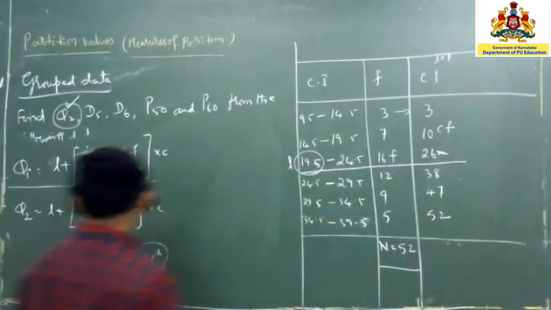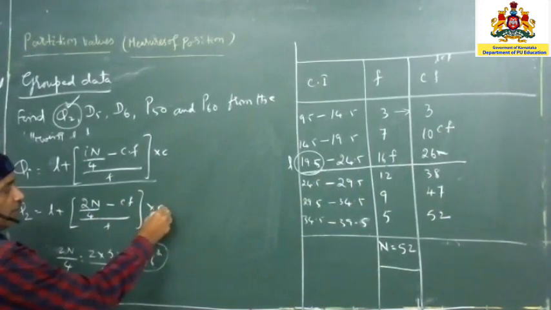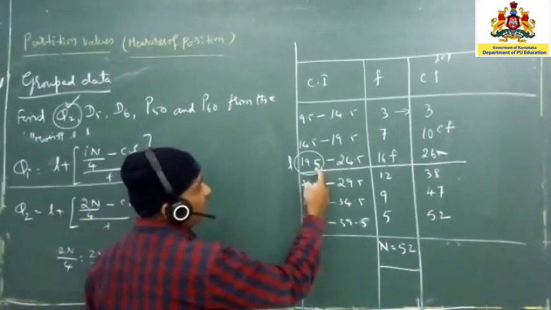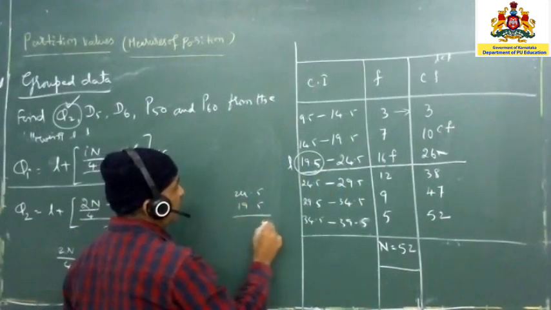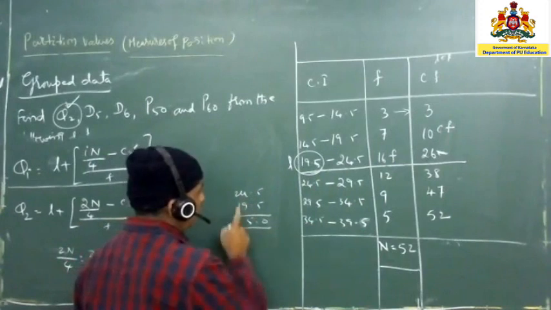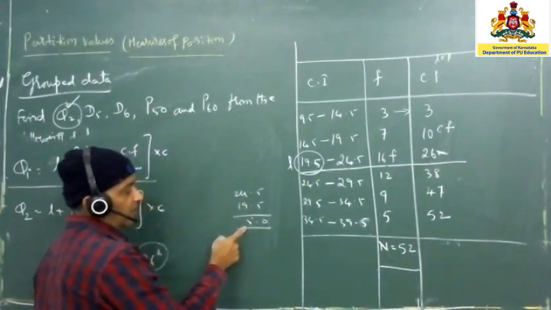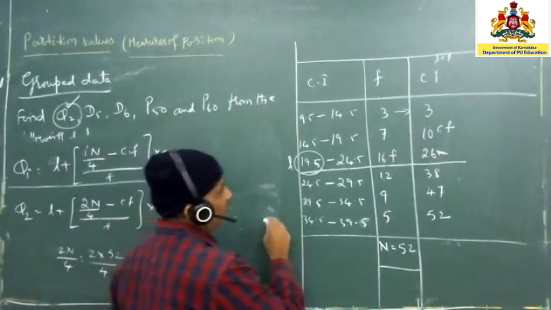What do we require? We know 2n, we know CF, we know F. We want to know the class interval. What is the class interval here? 24.5 minus 19.5, that is 5. And here 14 minus 9 is 5 as well. So 5 is going to be the class interval.